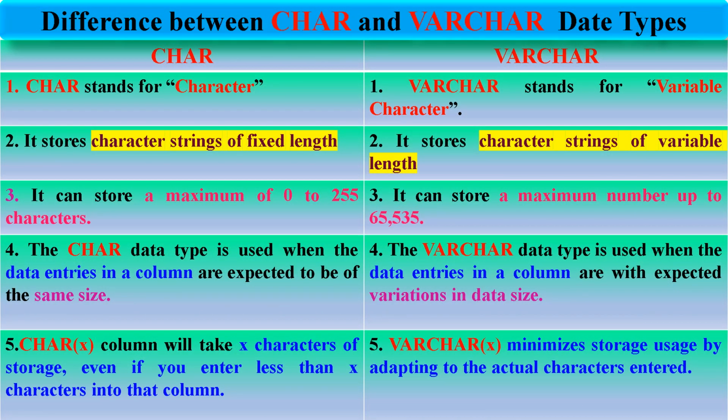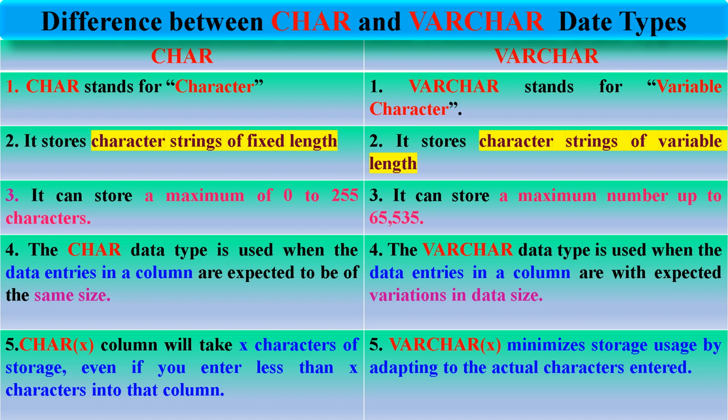The CHAR and VARCHAR types are similar, but differ in the way they are stored and retrieved. They also differ in maximum length and in whether trailing spaces are retained. Let's see the difference between CHAR and VARCHAR data types. First point. CHAR stands for character, whereas VARCHAR stands for variable character. Second point, CHAR stores character strings of fixed length, whereas VARCHAR stores character strings of variable length.